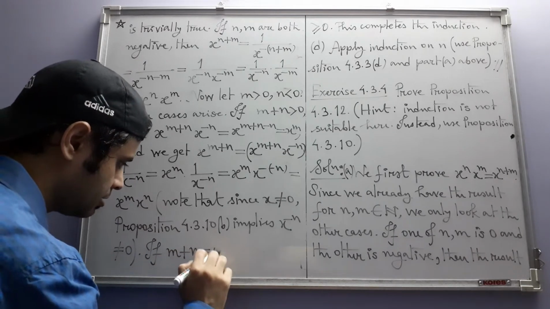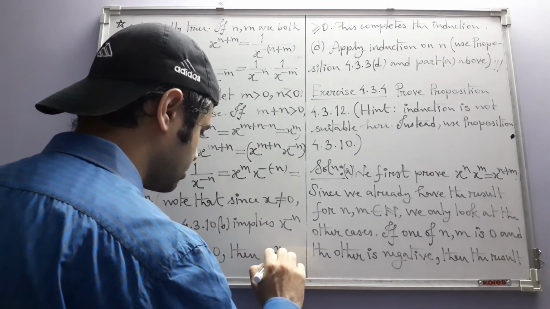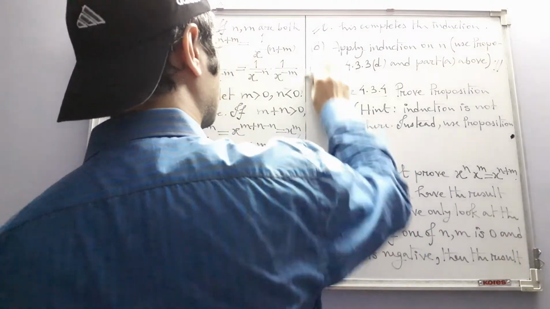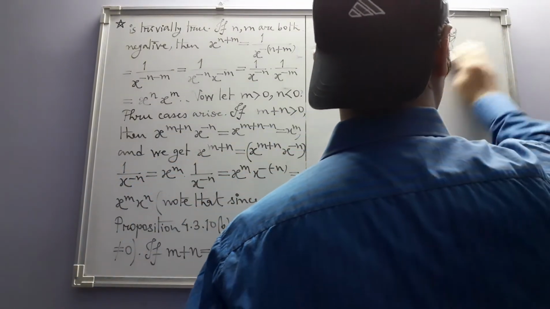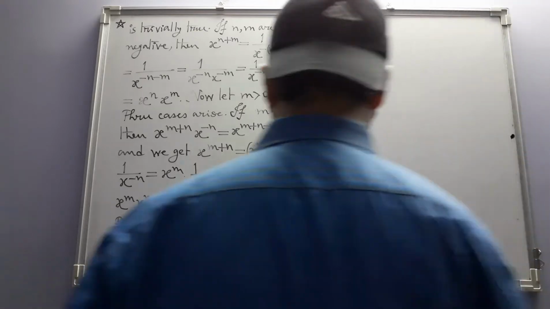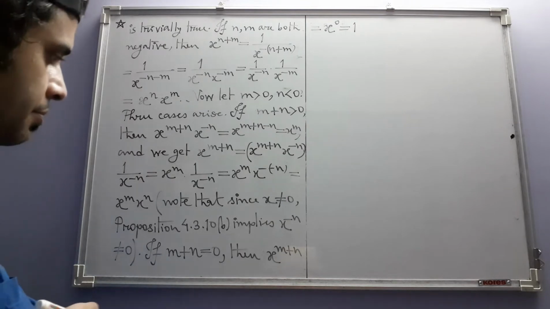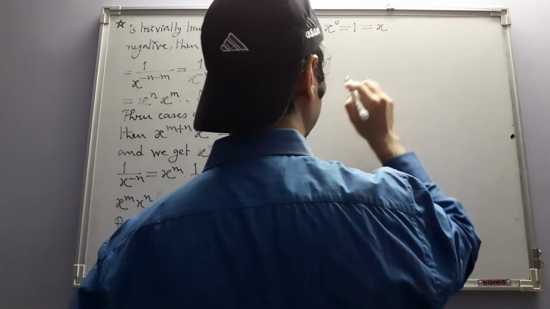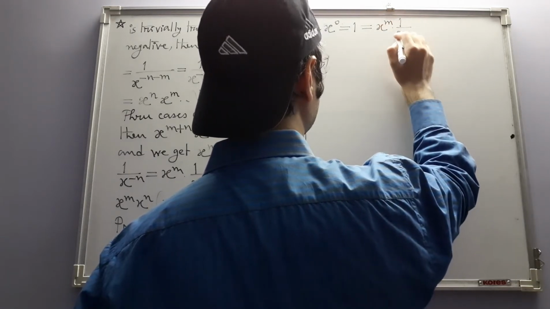If m plus n is equal to 0, then x to the power m plus n is equal to x to the power 0, which is equal to 1, and 1 can be written as x to the power m times 1 by x to the power m.